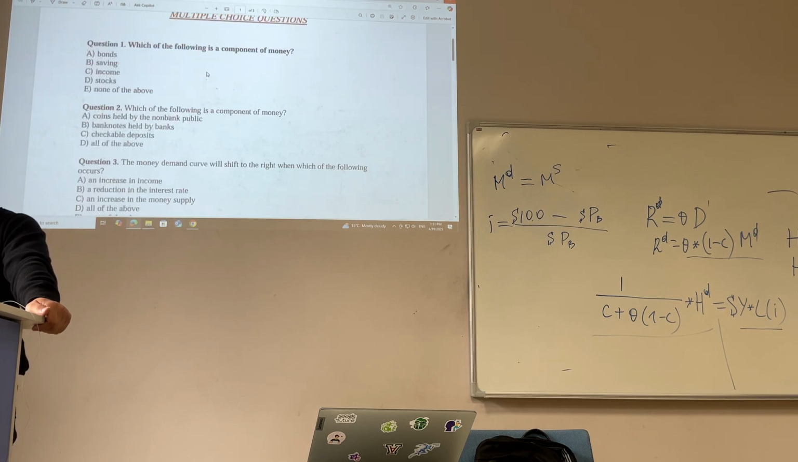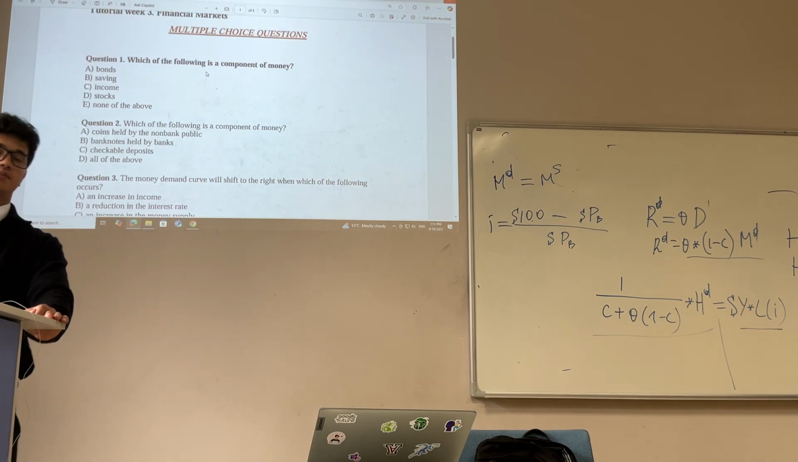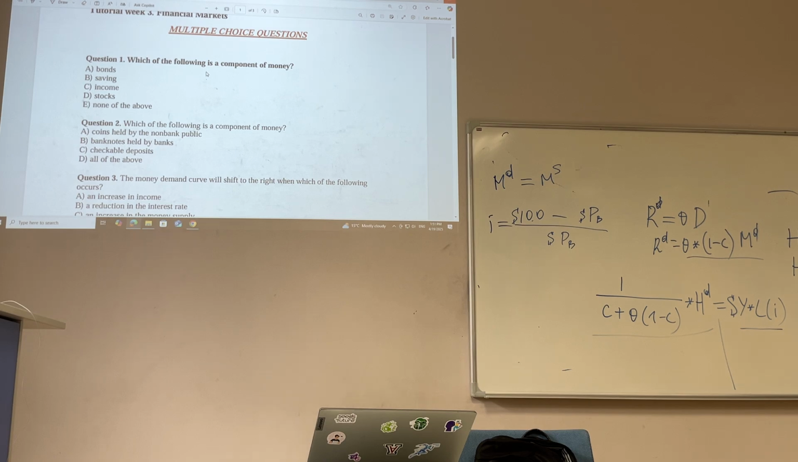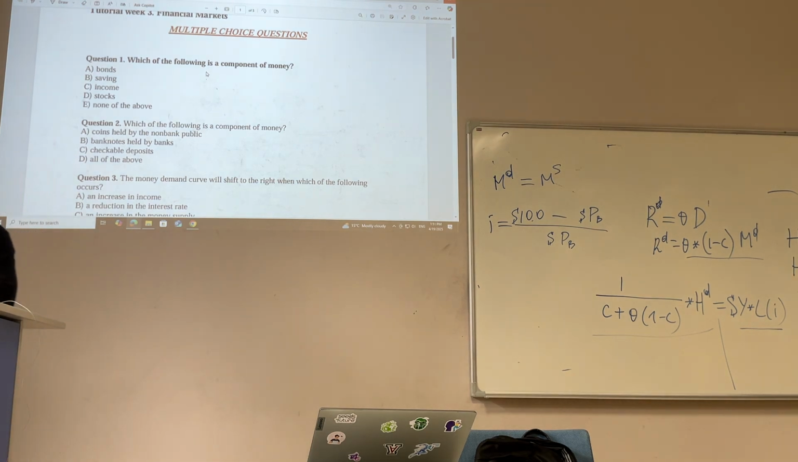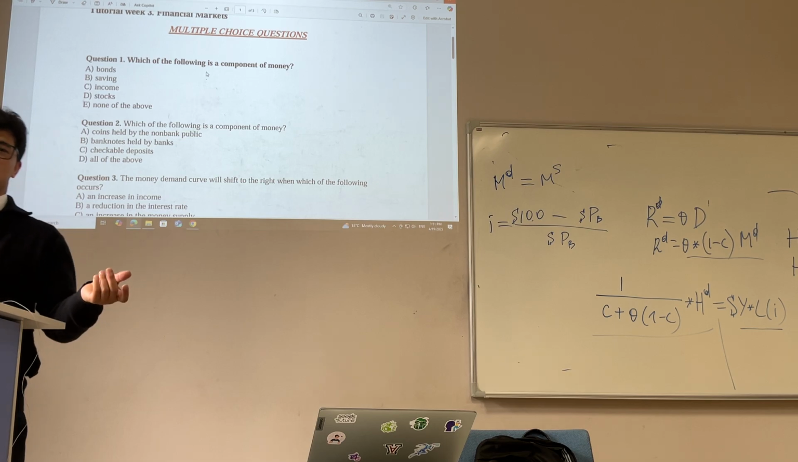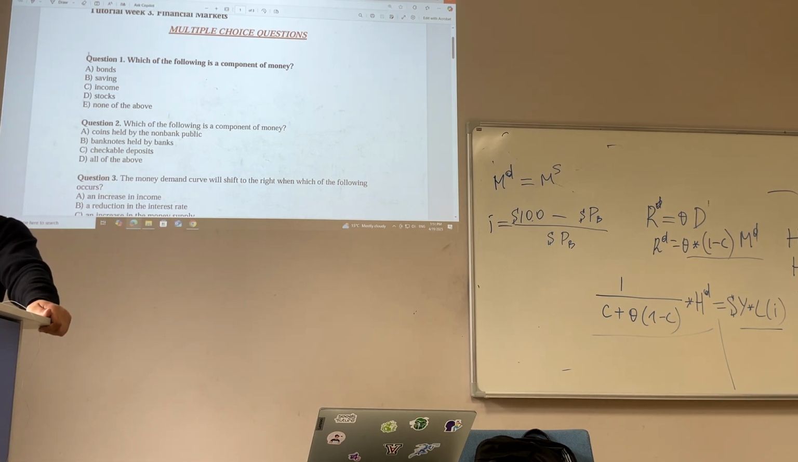Okay, guys, which of the following is a component of money? Money means that we use it for transactions. Yes, none of the bonds. We cannot go to the store and say, I will give you bonds. They will say no, like with your stocks.